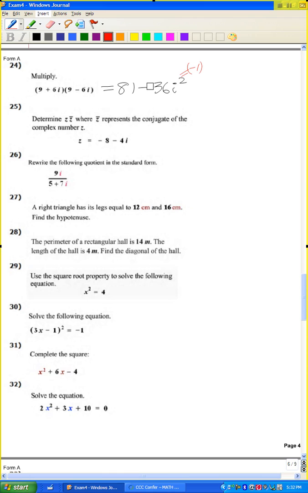Negative times negative becomes positive. So this just becomes 81 plus 36, which is equal to 117. And that is your answer.